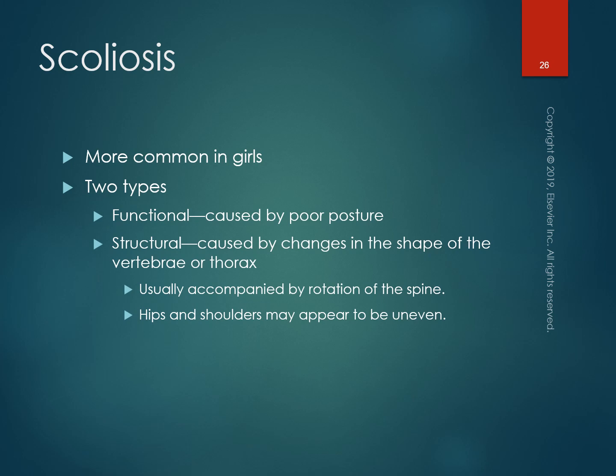Scoliosis refers to an S-shaped curve of the spine. Untreated progressive scoliosis can lead to back pain, fatigue, disability, and heart and lung complications. There are 2 types of scoliosis: functional and structural.